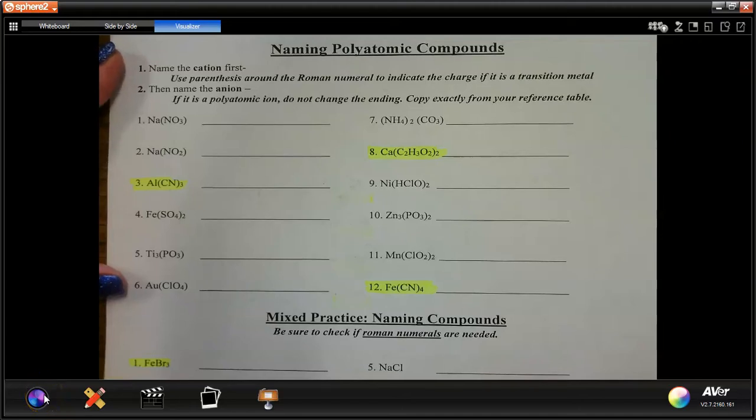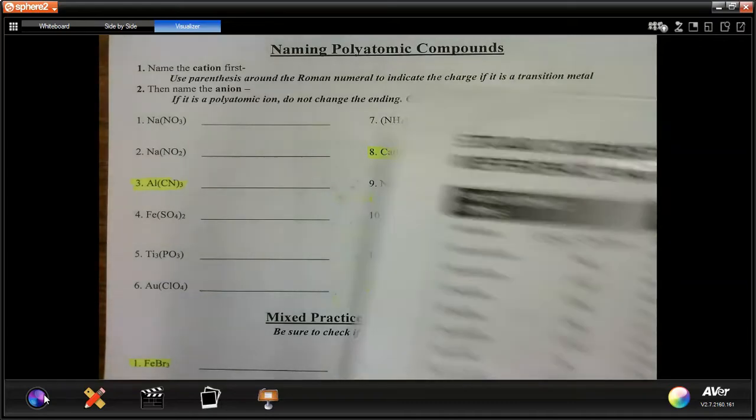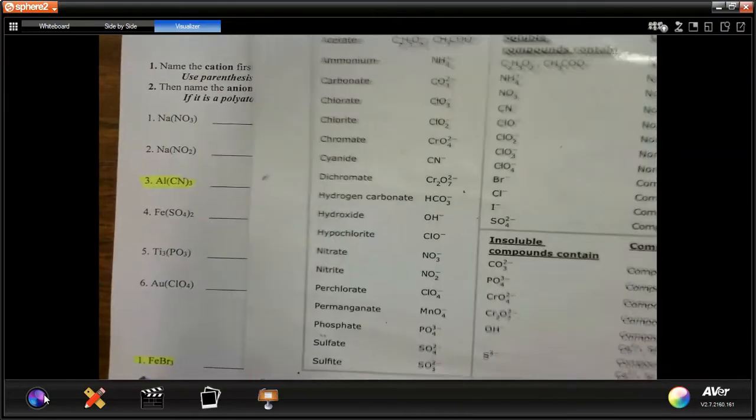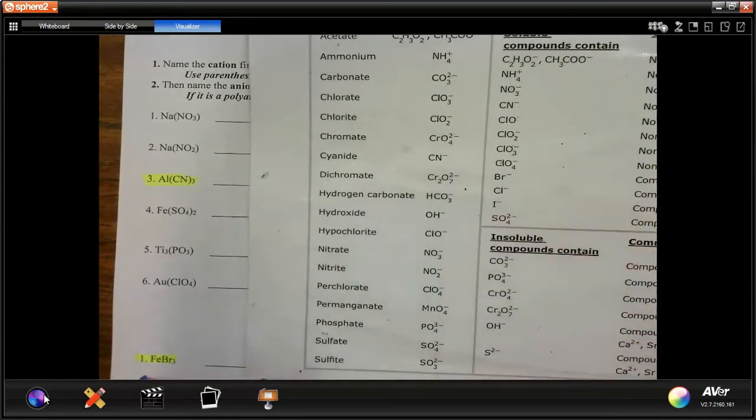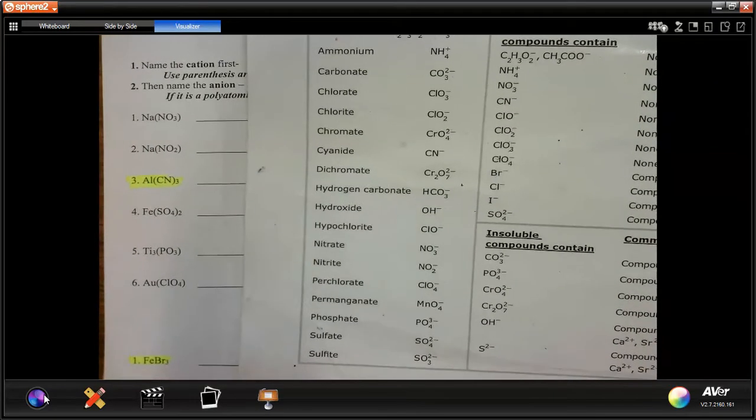Okay, we're going to name some polyatomic ions, or polyatomic compounds. So you have a list of the polyatomic ions. I have another list too. Okay, these are the polyatomic ions. And remember that they act as a single unit. They have a single oxidation number, and they have a single name.